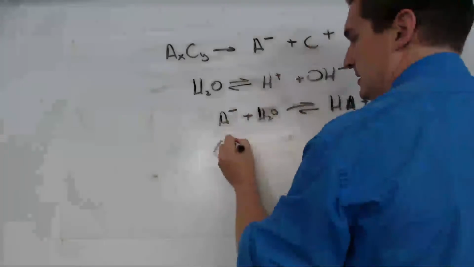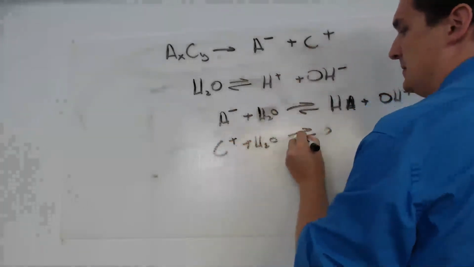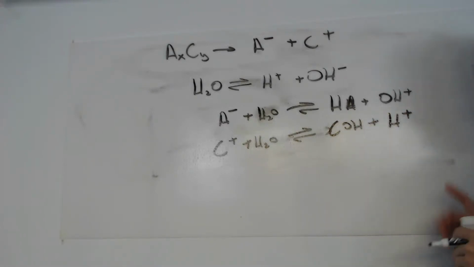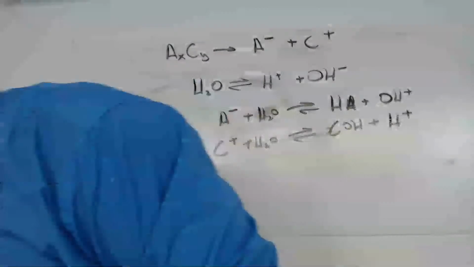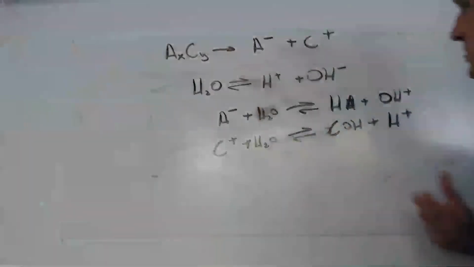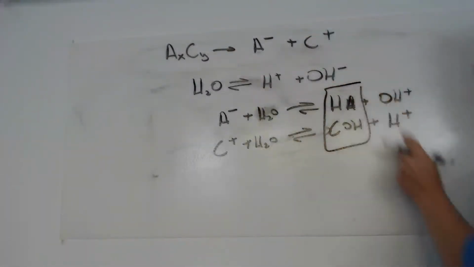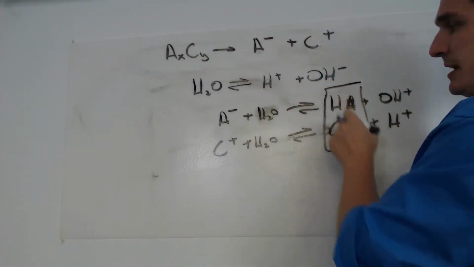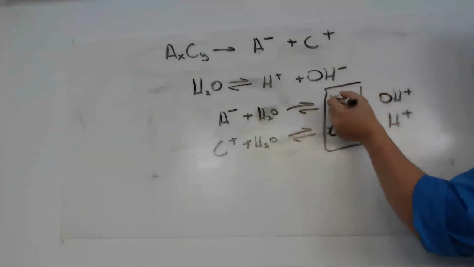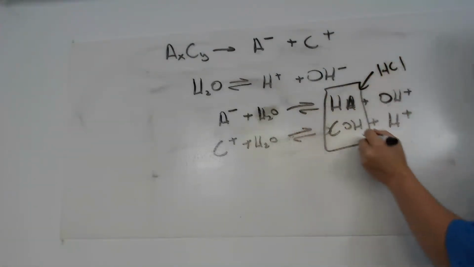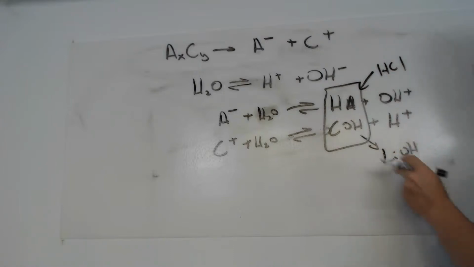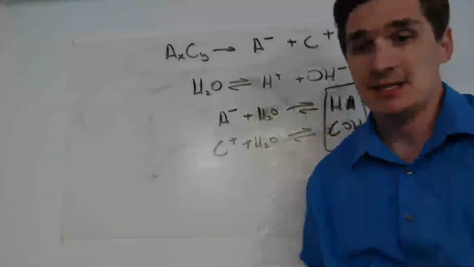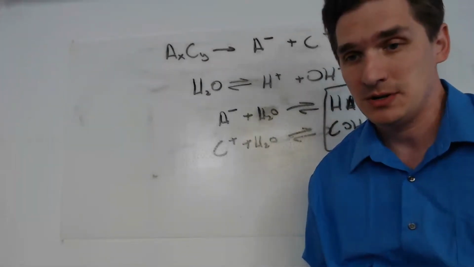The cation, if it reacts with water, is going to react with the OH group and leave us behind with an H plus. So what we have to do is figure out if this reaction occurs. And the trick here is what's formed. So HA is an acid, COH is a base. If these are strong acids and strong bases, so let's say we form HCl and LiOH, this can't happen. And it can't happen because strong acids and bases don't participate in reversible acid-base reactions. They are irreversible because they are strong.